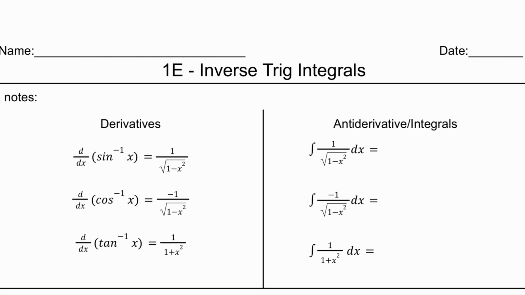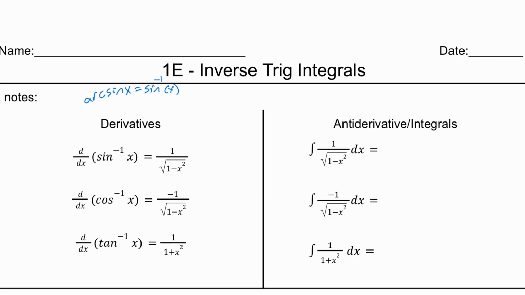Inverse trig integrals today. So dealing with our inverse trig functions, that's the inverse sine, cosine, tangent. And also remember these can sometimes be called arc sine. The arc sine of x is the same thing as the inverse sine of x with that -1 above the sine. So it's different notation: arc sine, arc cosine, arc tangent.